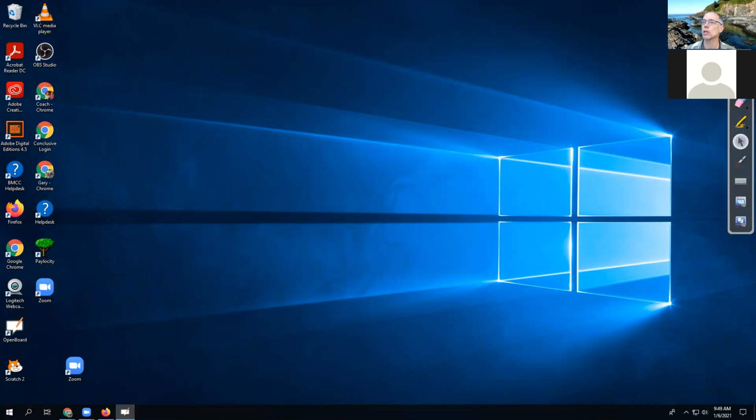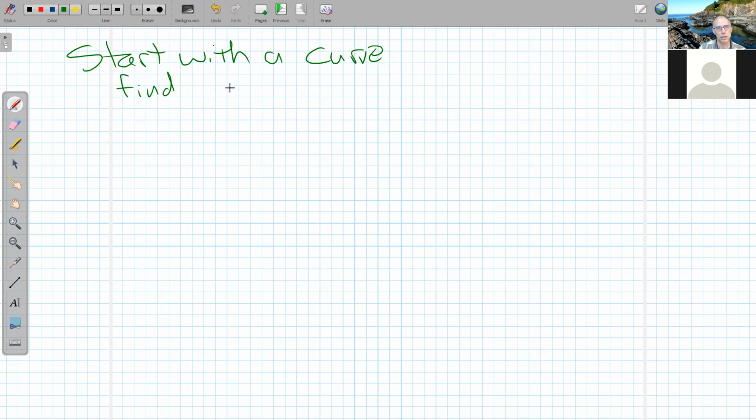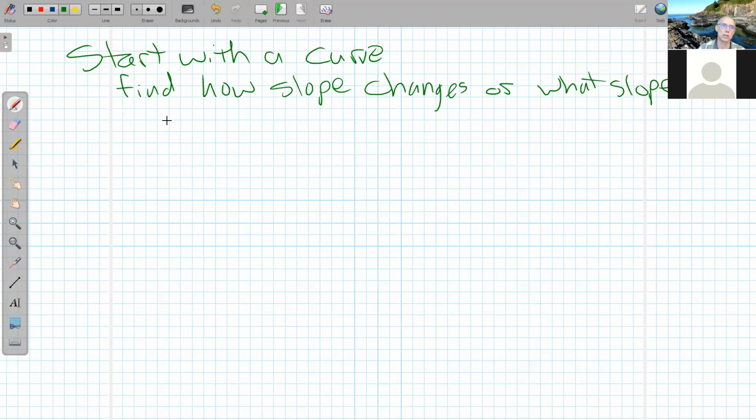And where did my notebook go? Okay, so a summary of what we're looking at. Say I start with a curve, and I want to find how the slope changes or what the slope is at a point. The fundamental issue we come across right now is we need 2 points to find a slope. We don't have any other way to do it at the moment, right?